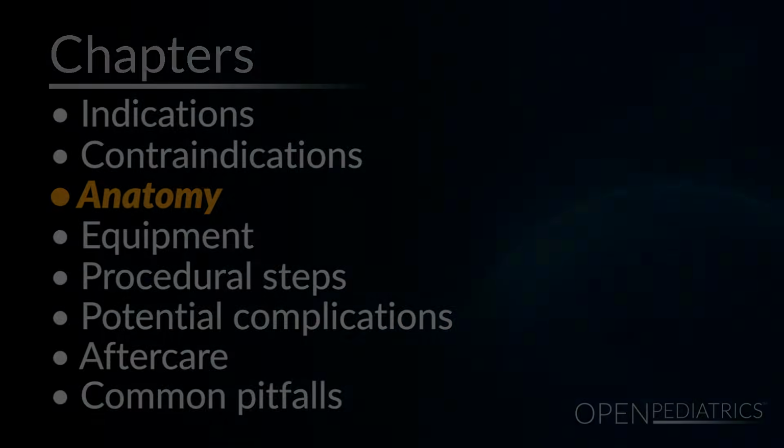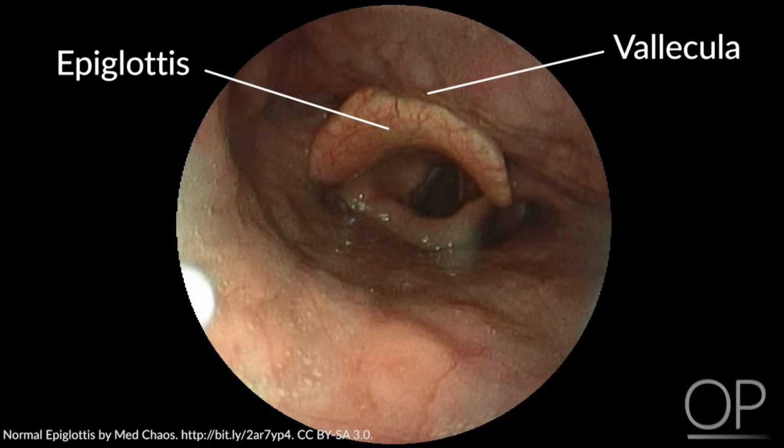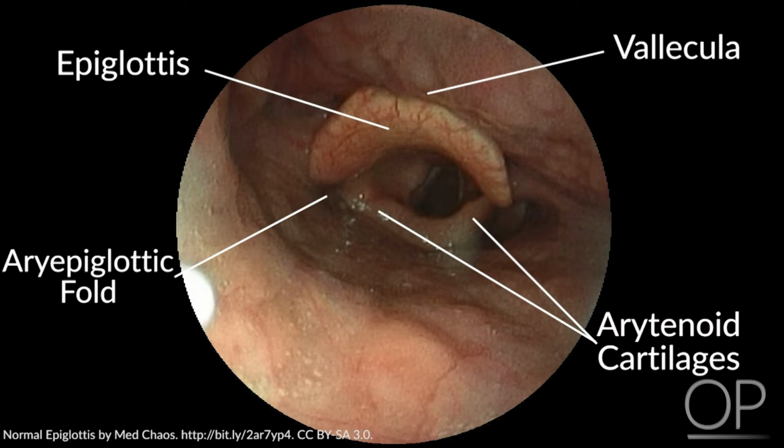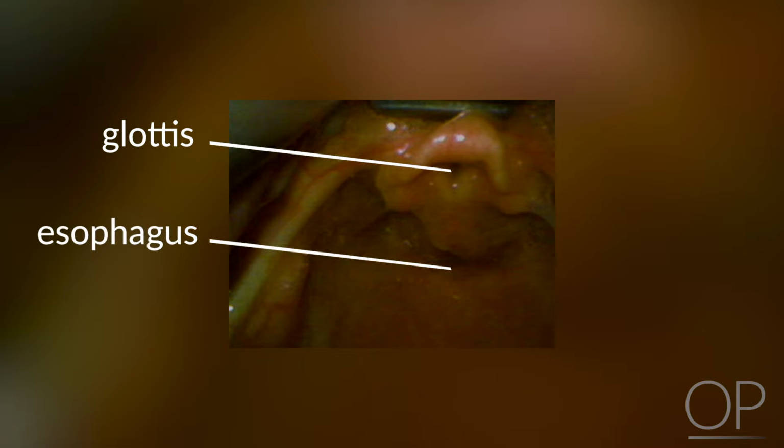Anatomy. Knowledge of the relevant anatomy of the upper airway and larynx is essential to successful intubation. Key anatomical landmarks to note during intubation include the epiglottis, vallecula, arytenoids, also known as the posterior cartilages, aryepiglottic folds, vocal cords, and glottic opening. Differentiating the glottic opening from the esophagus is critical.